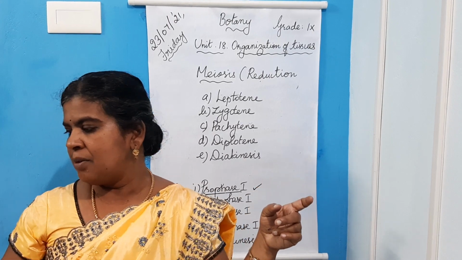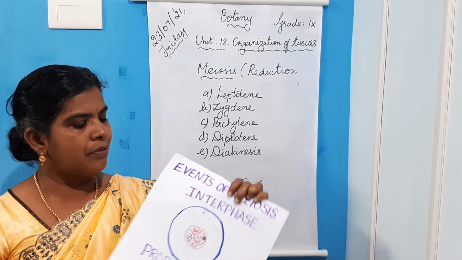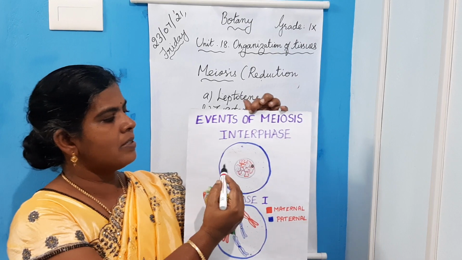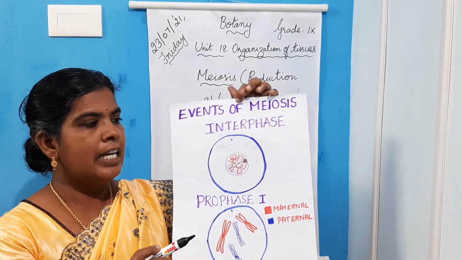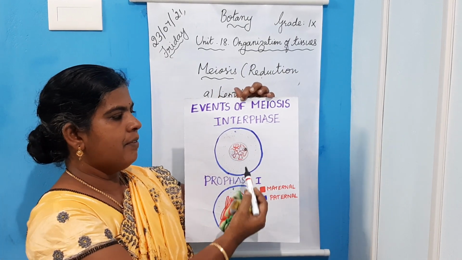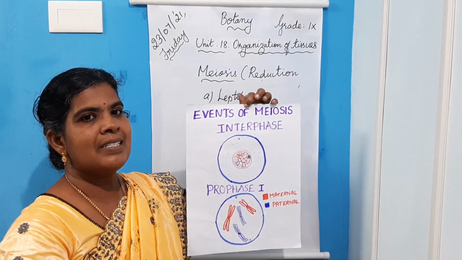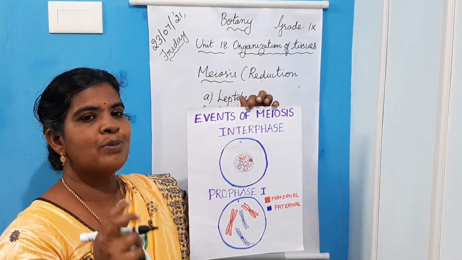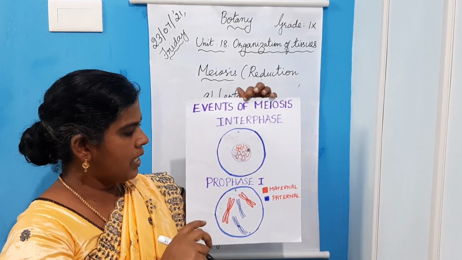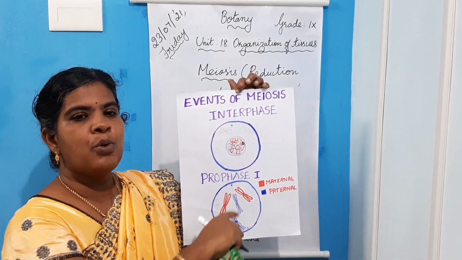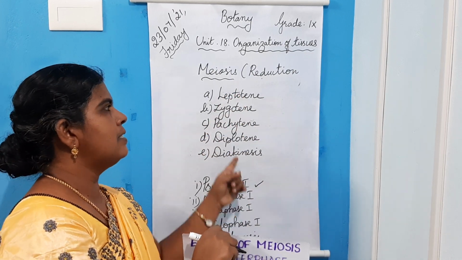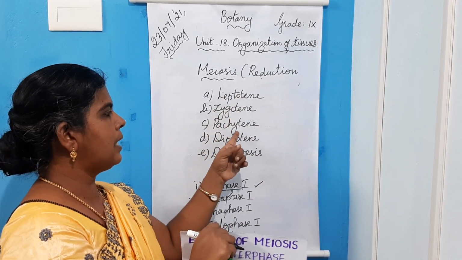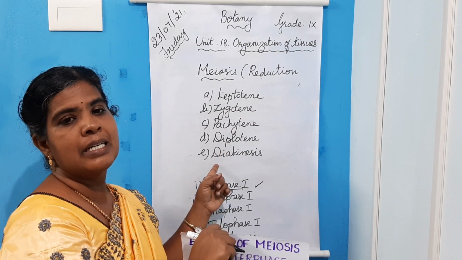Before that there will be the interphase. You all know this is the resting phase of the nucleus. Interphase is the resting phase of the nucleus. This is the phase between the two successive cell divisions. Next, prophase 1. You all know prophase 1 consists of 5 substages: leptotene, zygotene, pachytene, diplotene, and diakinesis.